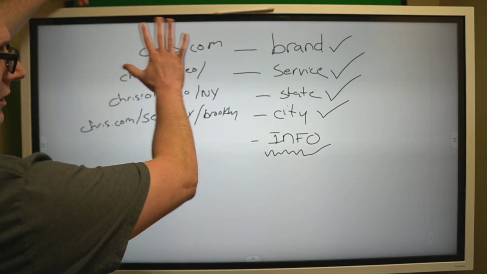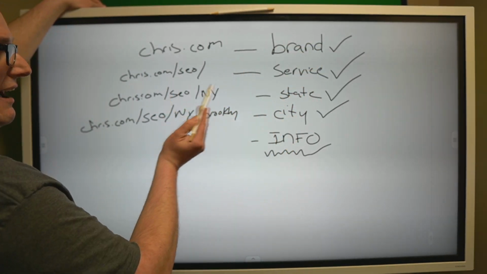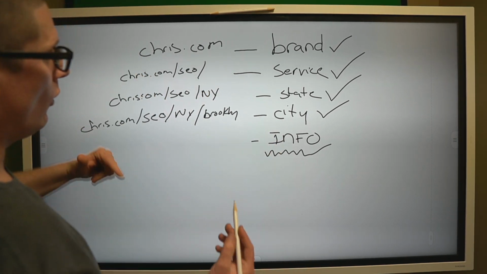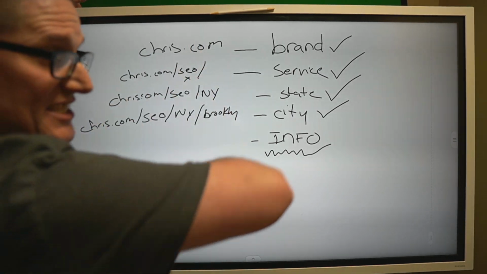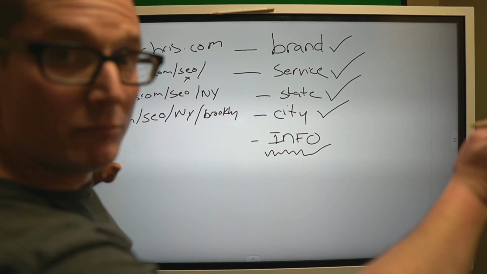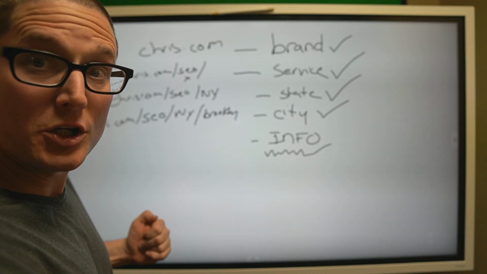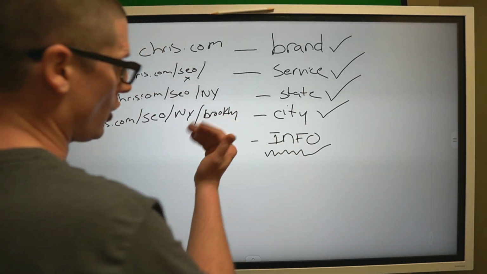So we have brand, service, state, city, info. Again, we can have info at any level, but you have to remember our goal. This is our national page, all right? We can rank for SEO across the nation. Difficult, highly unlikely, but we're putting ourselves in position to do it. Next, we're targeting the state, and now we're going to target the city.